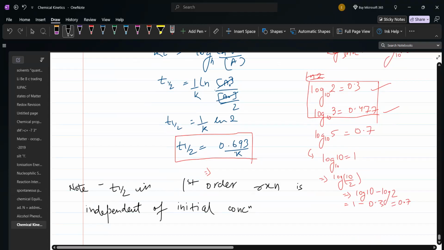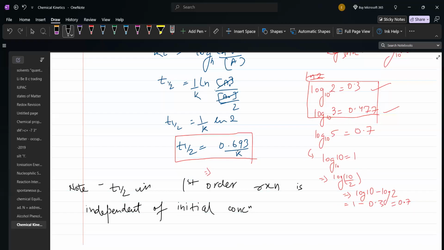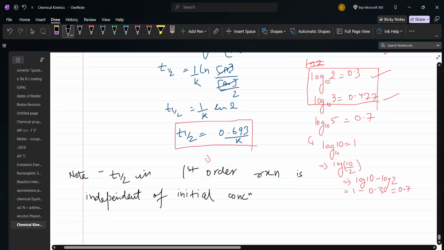Yes, sir. T half is only dependent on the K value, right? So only the rate constant. T half is independent of initial concentration in a first order reaction. But in the zero order reaction, the formula was A naught upon 2K, so it was dependent on the initial concentration, right? Yes, sir.